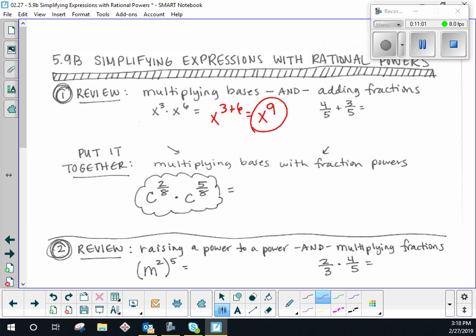So here's an example. If I have 4/5 plus 3/5, what do I have altogether? 7/5, right? What happened to the denominator? Stayed the same. What do we do with the numerators? Add them. So take a second using those two pieces of information and try and do this problem in the cloud.